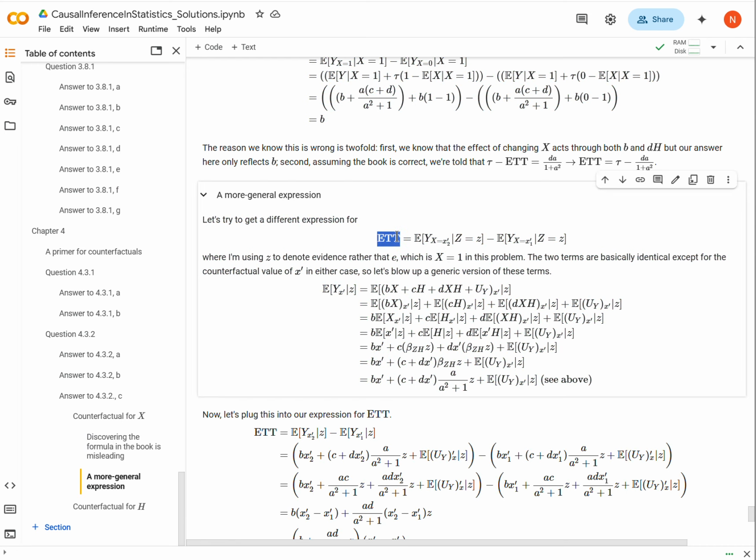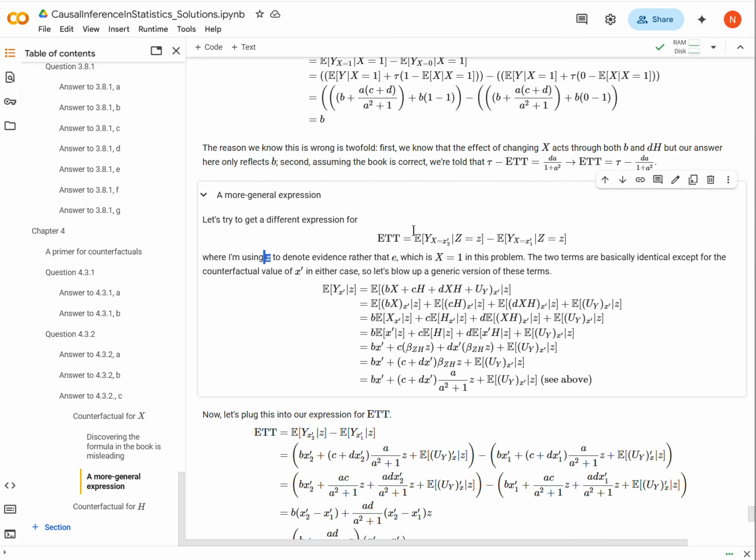Okay, so the ETT I can write like this most generally. The expected value of y given x is some set value x prime 2, given the evidence z equals little z, where that can be any set of variables and given values. Okay, minus basically the same thing, but now x prime is a different value for x prime. Okay, so notice that little z here is meant to denote the evidence, whereas in the book I think they use an e, but e is sometimes maybe confused with the mathematical constant e, and so okay.